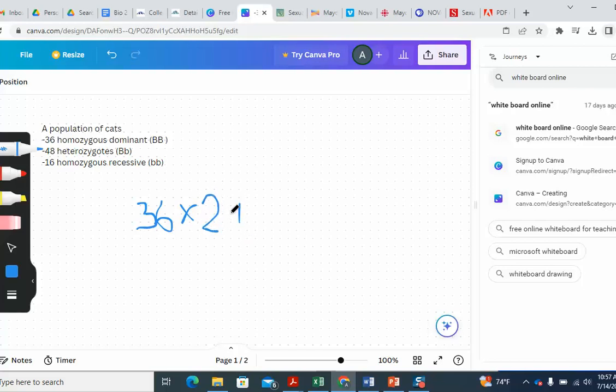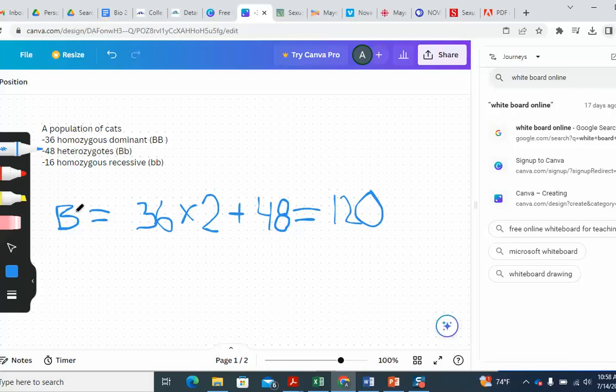Plus, remember, the heterozygotes are going to be big B, little b. So each of them is just going to carry 1 of these dominant alleles. So it would be 36 times 2 plus 48 to determine the number of the dominant alleles in this population. So 36 times 2 plus 48 is 120 of the dominant alleles. And as you saw in the video, in the Hardy-Weinberg equation, the frequency of the dominant allele is denoted with a P.